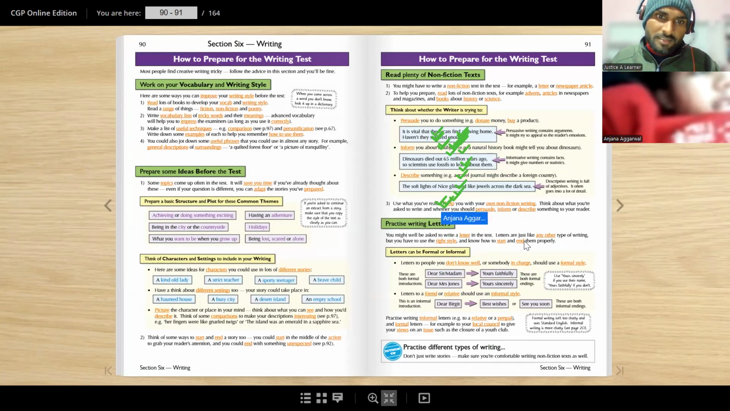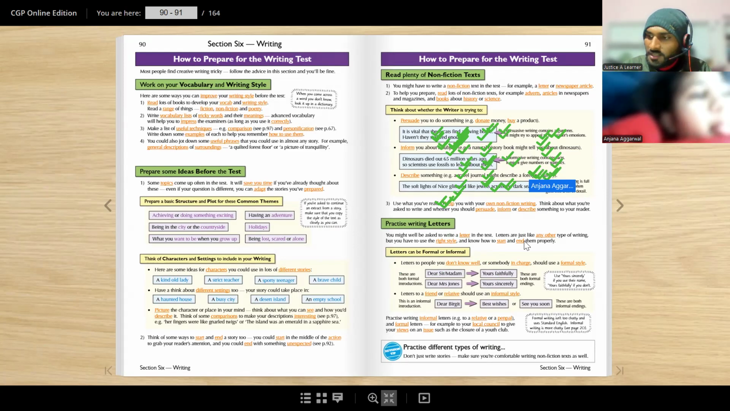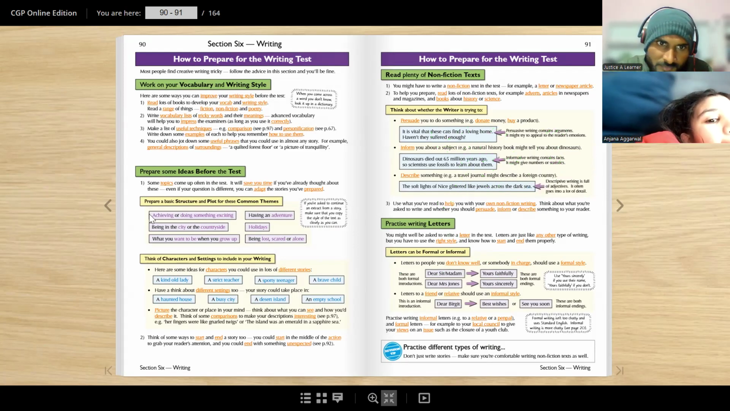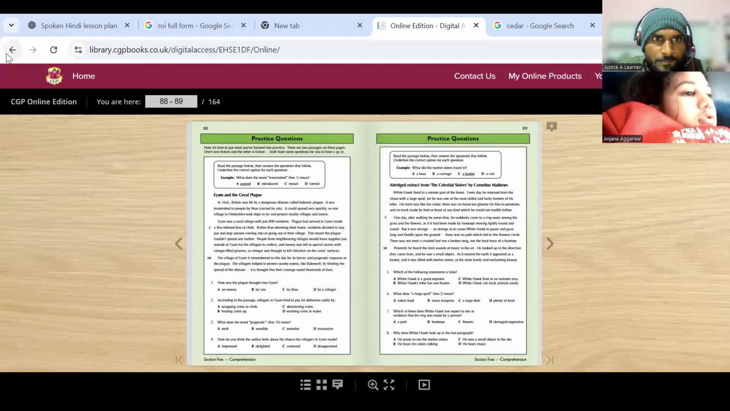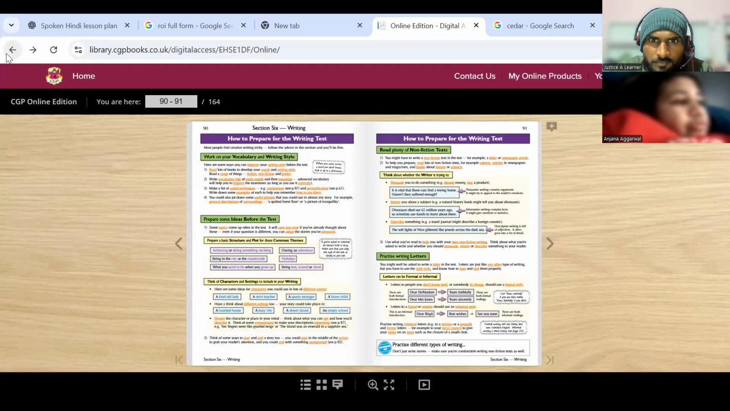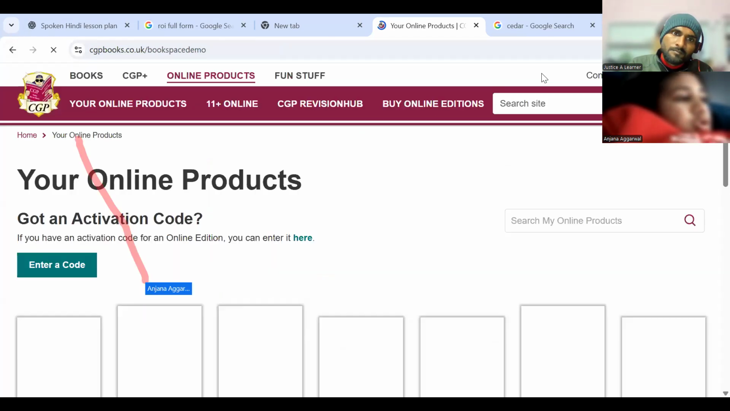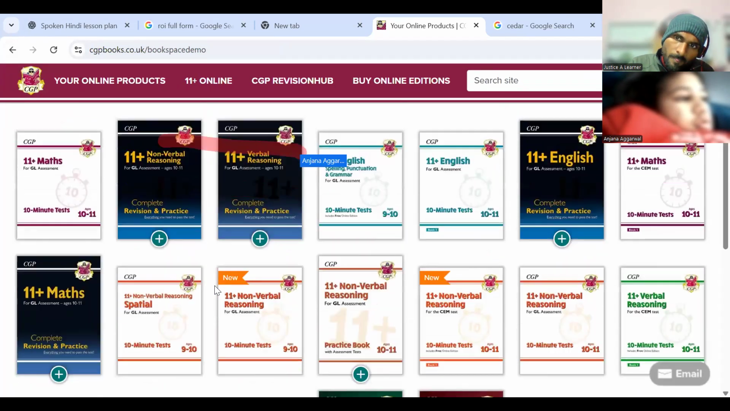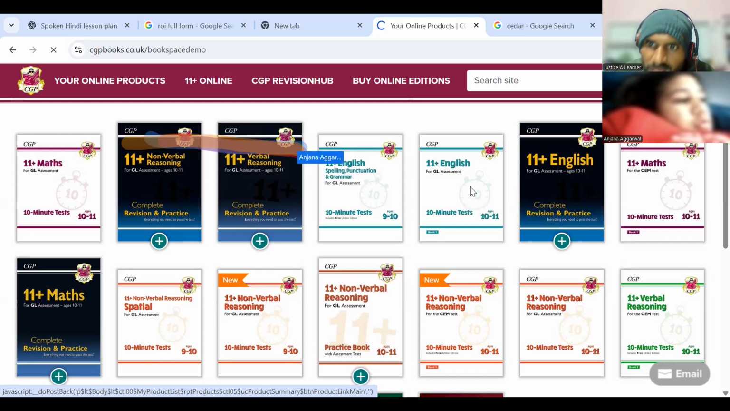How to prepare for writing test. Okay, this is about the writing task. Writing test. Shall we switch to another subject now? Yeah. So you will be doing some kind of tests over it. Okay. Skill assessment.